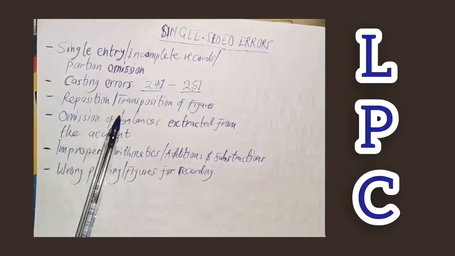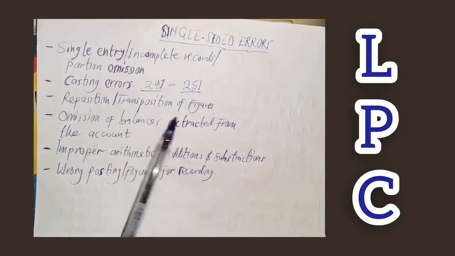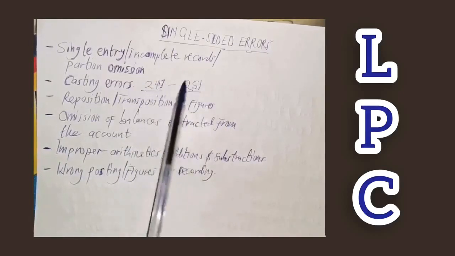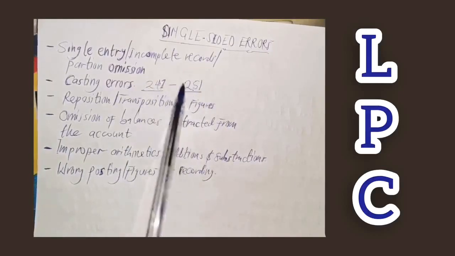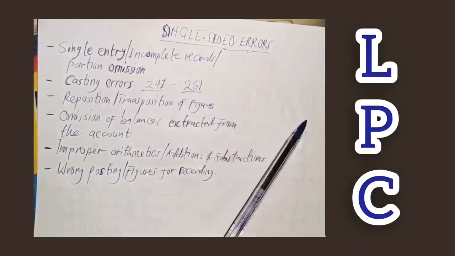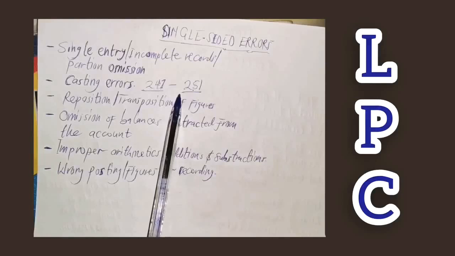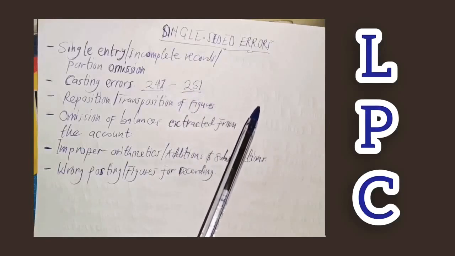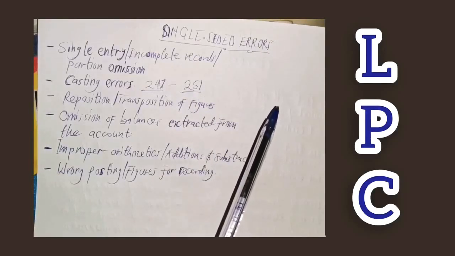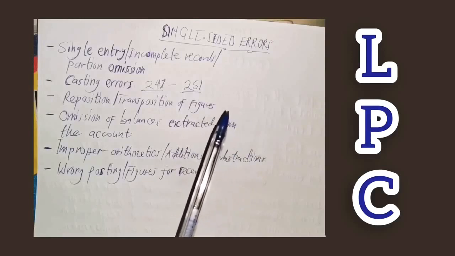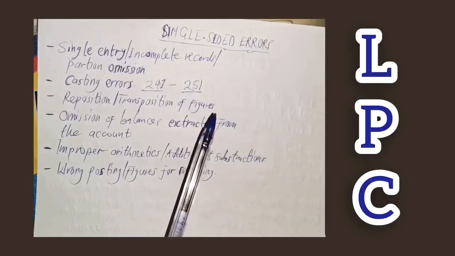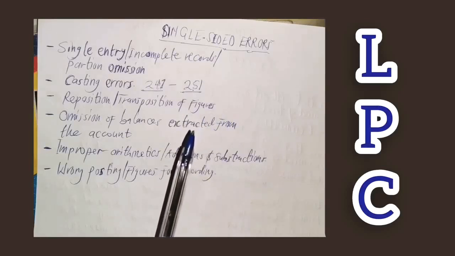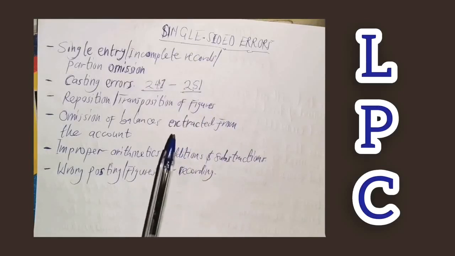This error is just made on one side of the account and we fail to do the other side. Let's say you made 251 at the debit side of the cash book, but failed to credit your sales. Then it becomes a casting error, meaning that the debit side of the cash book is increased by 251, but you fail to record it at the credit side of the account. I hope that is clear. That is why we have casting errors, either undercast or overcast, and it's made on only one part of the account. Keep it in mind that single-sided errors are errors that are made on only one part of the account, and the other part is omitted.